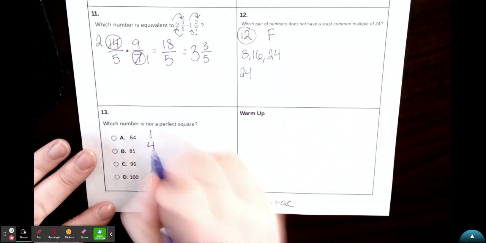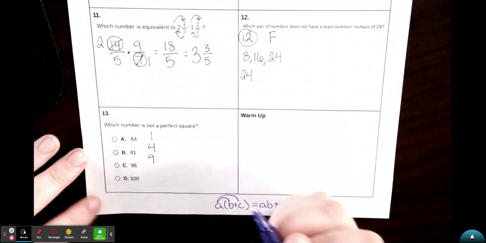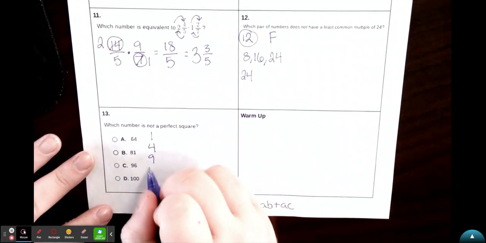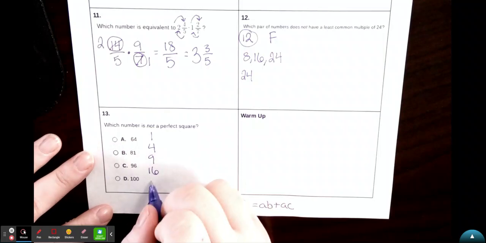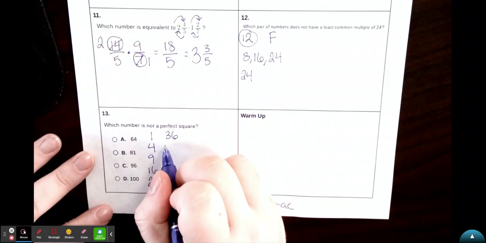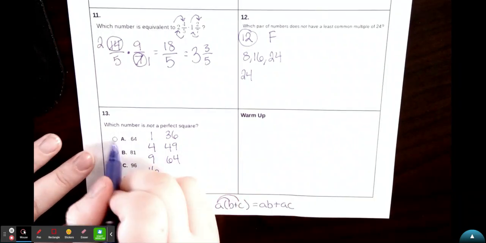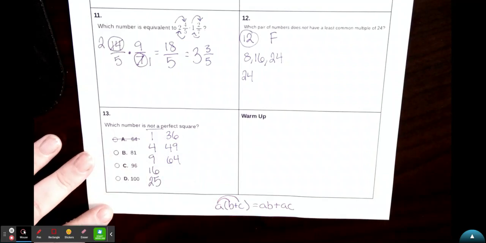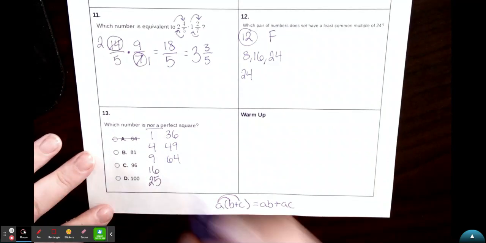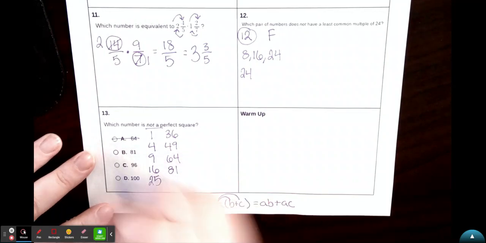4. 3 times 3 is? 9. 4 times 4? 16. 5 times 5? 25. 6 times 6? 7 times 7? 8 times 8? Oh, 64. That's a perfect square. It says which one's not a perfect square, so I cross out 64. Okay, we just did 8 times 8. 9 times 9? Okay, so we cross out 81.